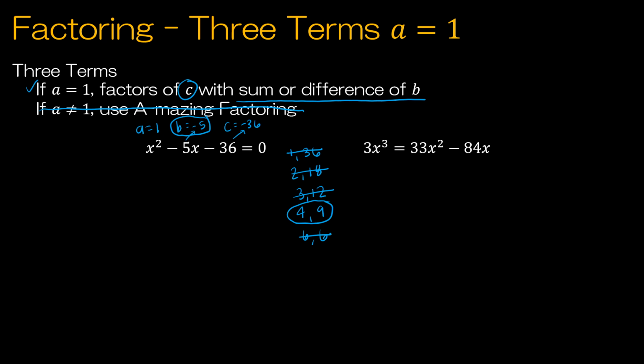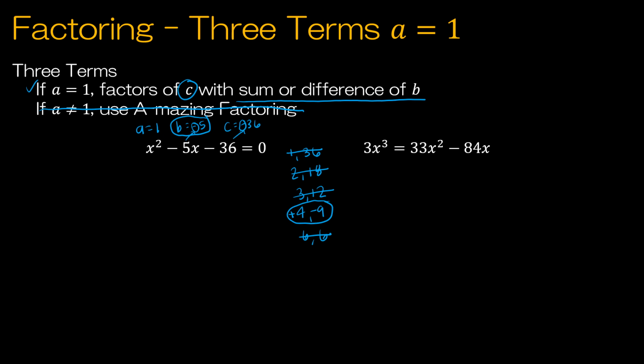When I multiply 4 times 9, I need to get negative 36, so one of them has to be negative. When I add them, the sum needs to be negative 5. So it makes sense that the 4 will be positive and the 9 will be negative, because that would add together to get negative 5.